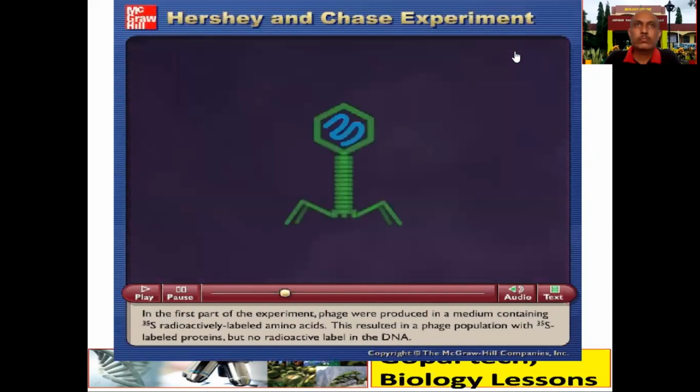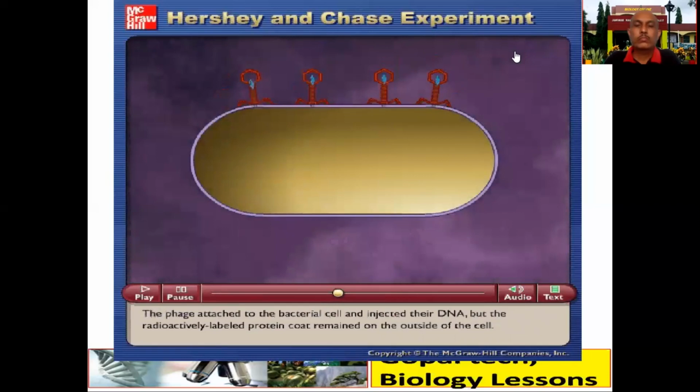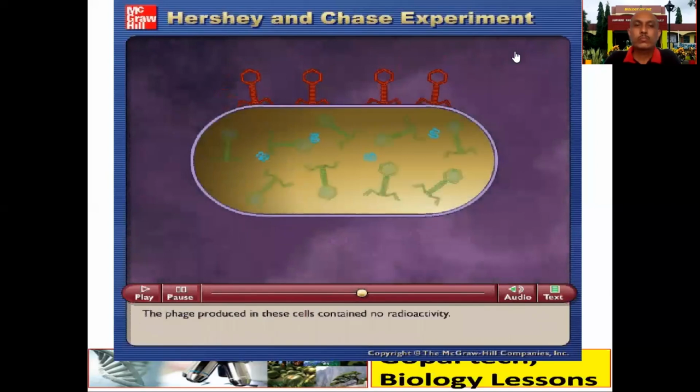In the first part of the experiment, phage were produced in a medium containing S35 radioactively labeled amino acids. This resulted in a phage population with S35 labeled proteins, but no radioactive label in the DNA. The phage were then allowed to infect the bacteria. The phage attached to the bacterial cell and injected their DNA, but the radioactively labeled protein coat remained on the outside of the cell. The phage produced in these cells contained no radioactivity.